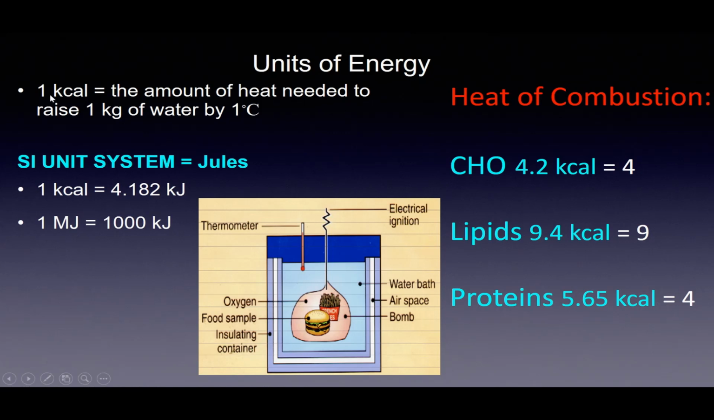And the amount of calories is determined by the amount of heat needed to raise 1 kilogram of water by 1 degree Celsius. Now, when it comes to the amount of calories within our different macronutrients, we can see here that the heat of combustion is different for each macronutrient. A carbohydrate has 4 calories per 1 gram. A lipid or a fat has 9 kilocalories per 1 gram, and a protein has 4 kilocalories per 1 gram.